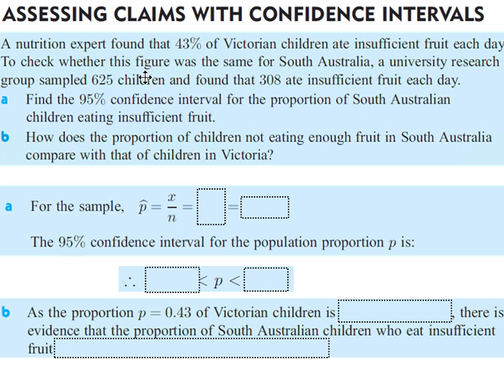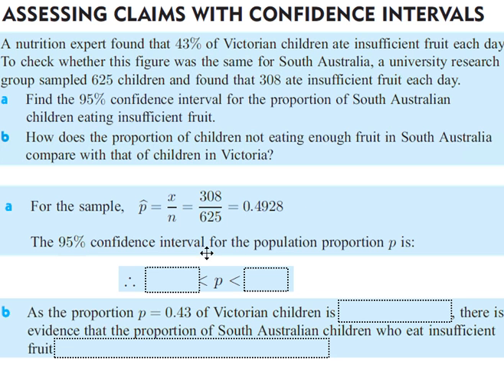So for example, a nutrition expert found 43% of Victorian children ate insufficient fruit each day. To check whether this figure was the same for South Australia, a university research group sampled 625 children and found 308 ate insufficient fruit each day. For part A, find the 95% confidence interval for the proportion of South Australian children eating insufficient fruit. So we have our sample proportion given to us. We would have 308 out of 625. So we have 0.4928 as our sample proportion.